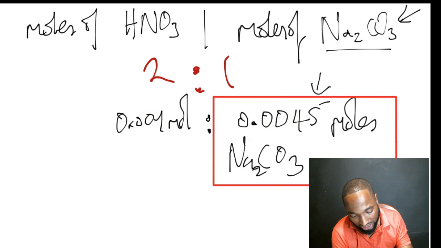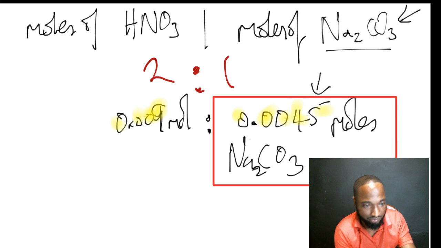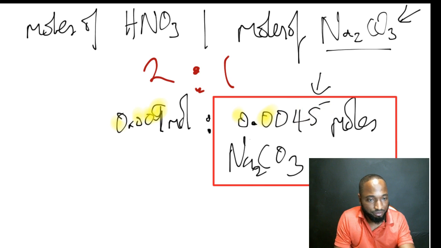So I didn't even bother to do any calculations. I just assumed I'd catch it. If I have 9, I would need like 4.5. If it was 9, I'd need 4.5. So if I have 0.09, I just need half of that, which is 0.045. So hopefully you understand that.